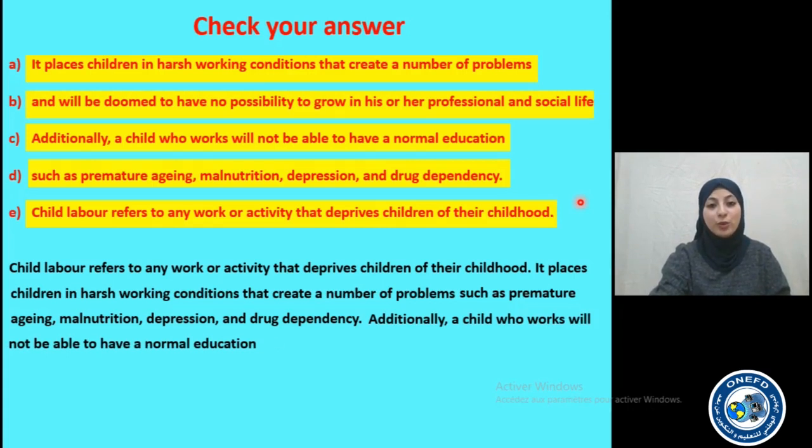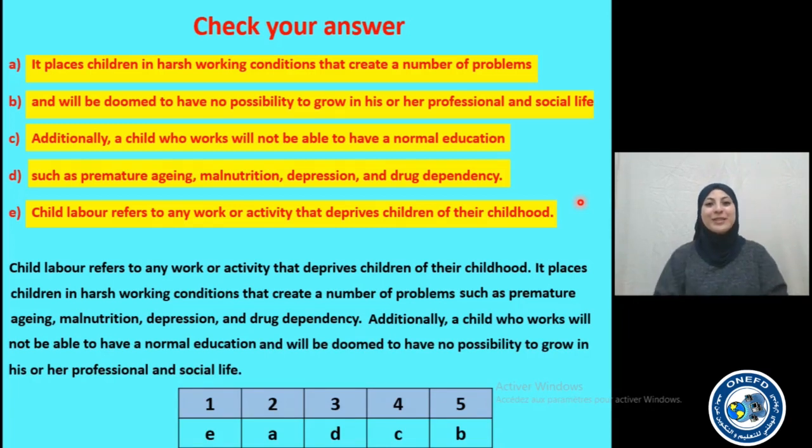Now, let's read the paragraph together, which is considered as another definition to child labor. Child labor refers to any work or activity that deprives children of their childhood. It places children in harsh working conditions that create a number of problems, such as premature aging, malnutrition, depression, and drug dependency. Additionally, a child who works will not be able to have a normal education and will be doomed to have no possibility to grow in his or her professional and social life. You have made it till the end of the tasks. Now it's time for homework.